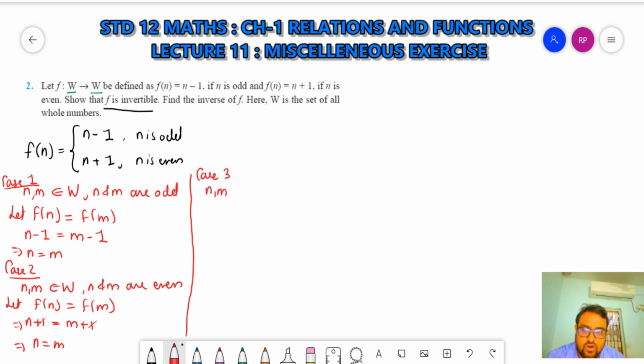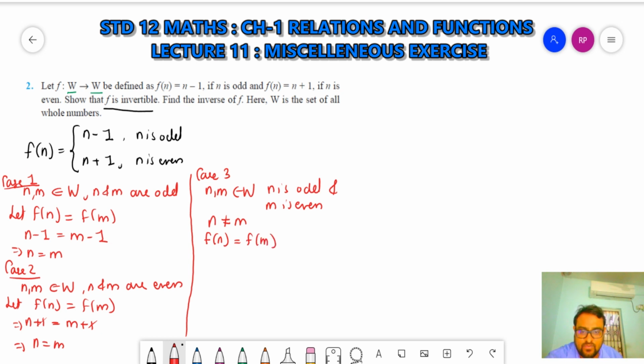n and m belong to whole numbers, but n is odd and m is even. Now see, n is odd and m is even. That implies n cannot be equal to m. n is not equal to m. Here, let's take that f(n) equals f(m). Is it possible that for two different numbers f(n) equals f(m)? If yes, that means it is not 1-1. If not, then it will be 1-1.